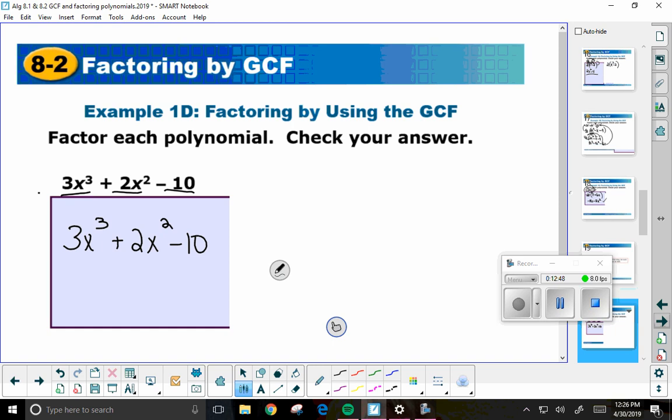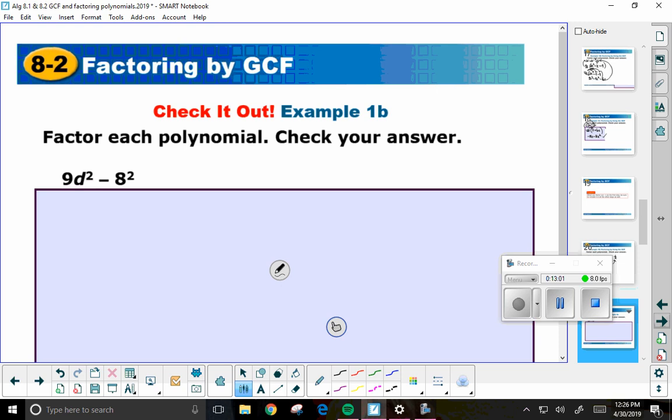That's like saying, how can you simplify this fraction right here? And you can't. And so you can't factor out anything else in that polynomial. So we'll move on to the next one. We'll go to 9d squared minus 8 squared. And again, I'm trying to find something that's common in both of these, and I don't see it. So you know the answer to this one is to just rewrite the polynomial.